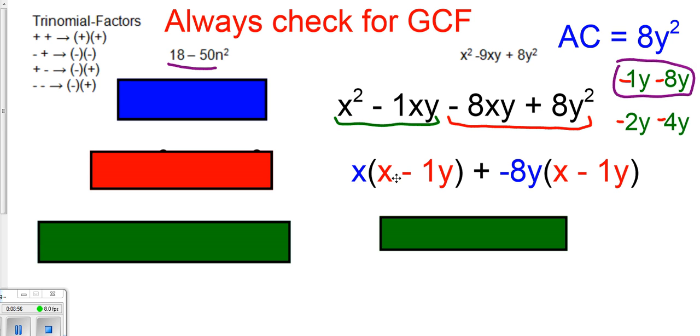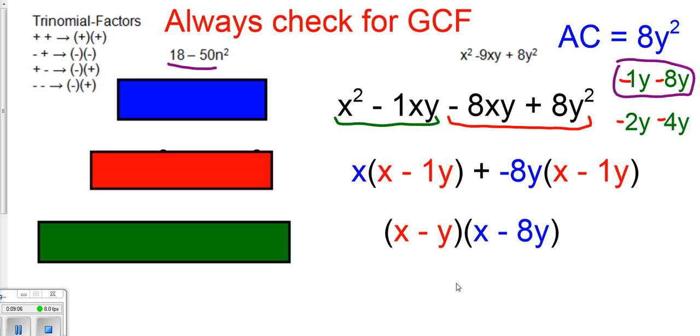And notice in both cases, we have x minus y. In one case it's times x, in one case it's times negative 8y. So we can break it apart into x minus y as one factor times the other factor, x minus 8y.